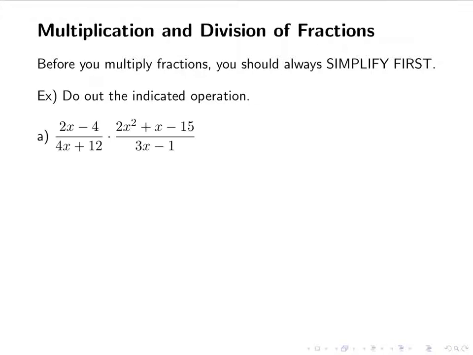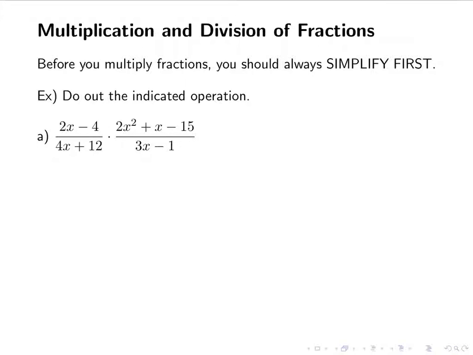Okay, so for example, we have (2x minus 4) over (4x plus 12) times (2x squared plus x minus 15) over (3x minus 1). So in order to simplify it first, we have to factor everything and then cancel factors that are on the top and the bottom. I'm not going to spend too much time on the actual factorization because we've done that in other sections. So for these problems, before we go to the next step, I want you to pause the video, do the factorization yourself, and make sure that you're getting the same thing.